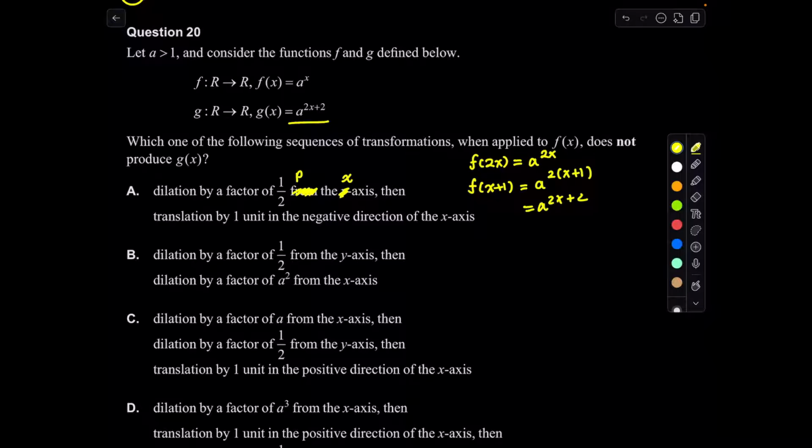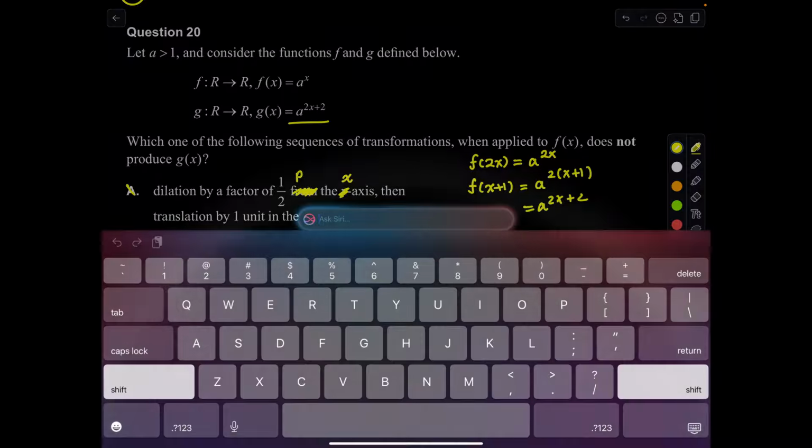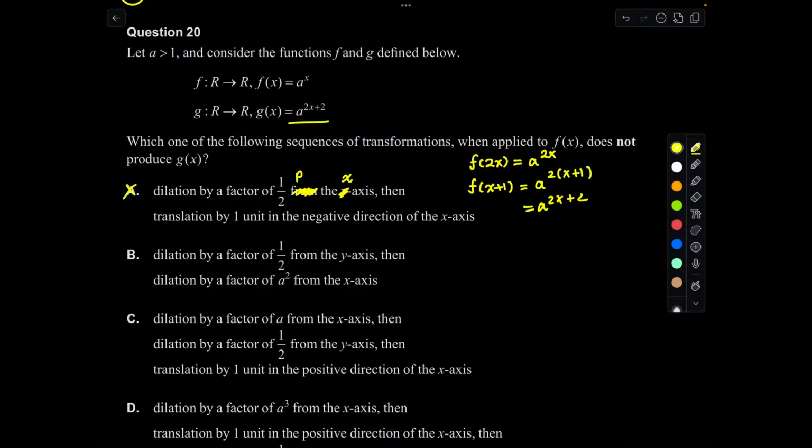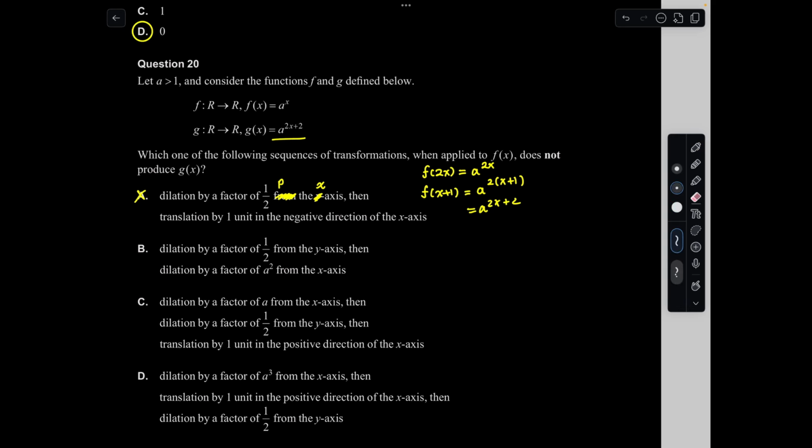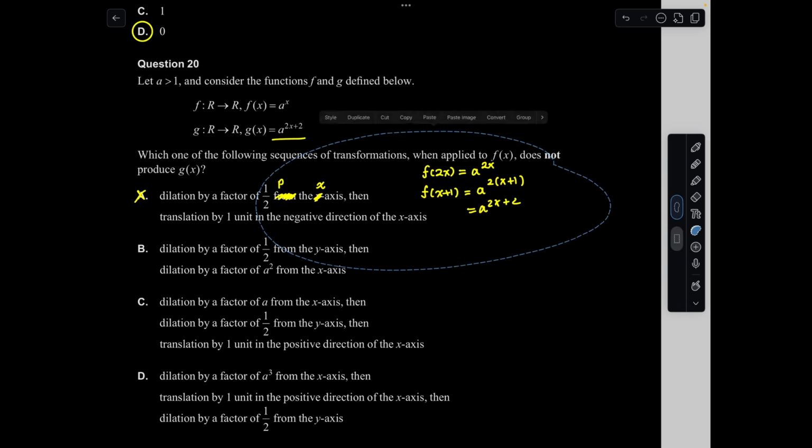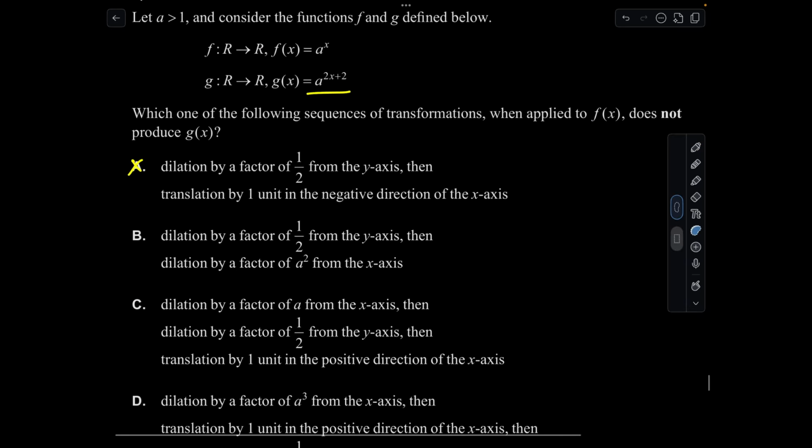But remember, this is wrong because we want to make sure we don't get g of x. Which one does not give us g of x? So it actually worked. So that's actually good. So do you see how we can approach that? Let's try the next one.